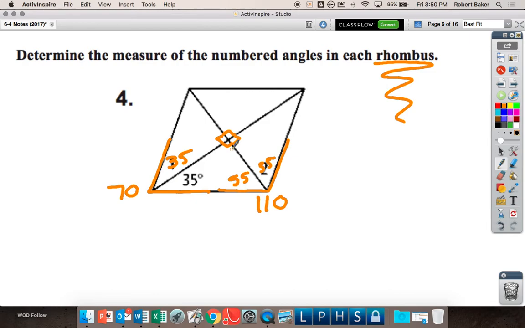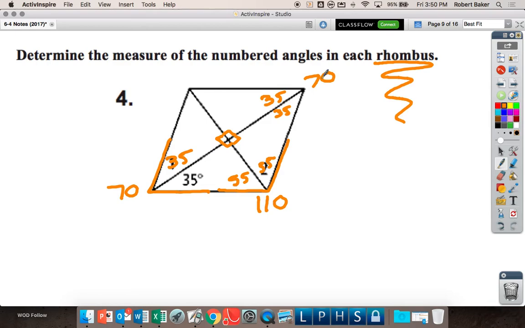Well, if these are 35, how big are these? 35. These are also 35, because opposite angles are congruent, and if this angle is 70, this angle has to be 70. So when you cut 70 in half, you get 35 and 35.